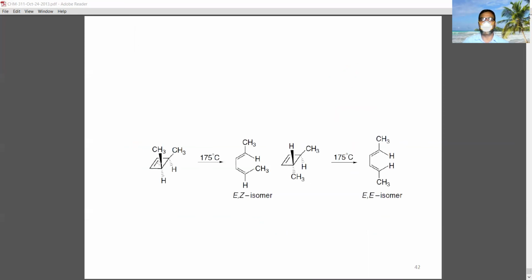You can see here the conversion from E,Z isomers to E,E isomers.